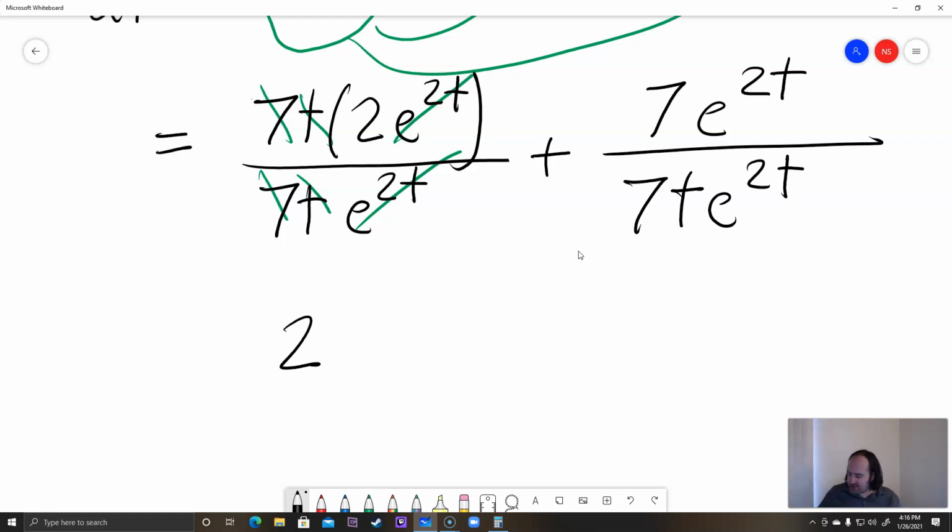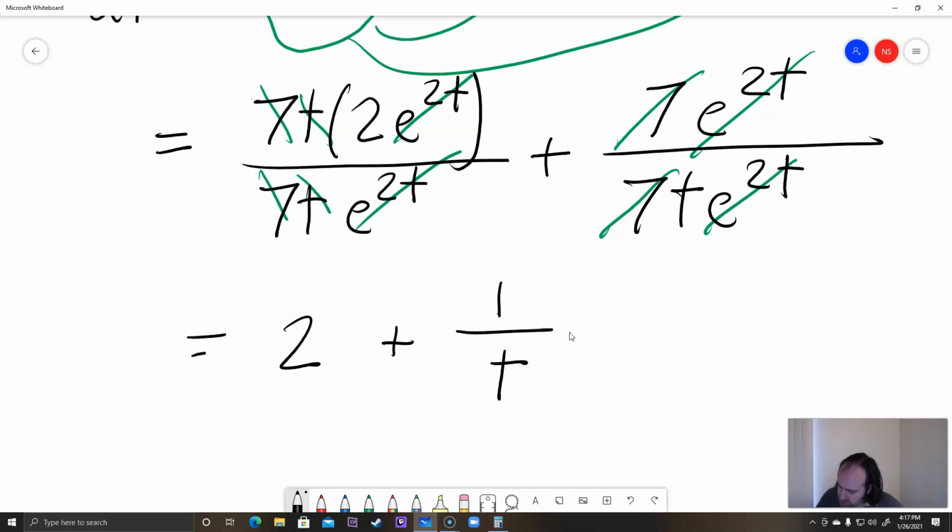And then for our second term, some other stuff cancels out. So the 7's cancel out, and the e to the 2t's cancel out. So remember, if you cross out everything, but your variable's in the denominator, you're left with a 1 on the top. So this is actually going to be plus 1 over t. All right, and that's going to be our answer. So dy dt equals 2 plus 1 over t.